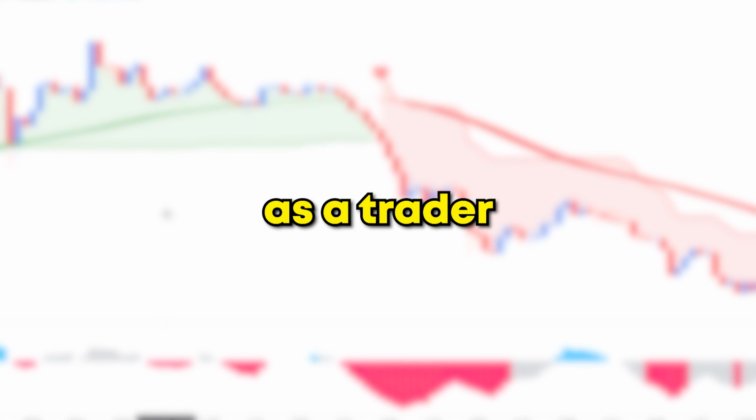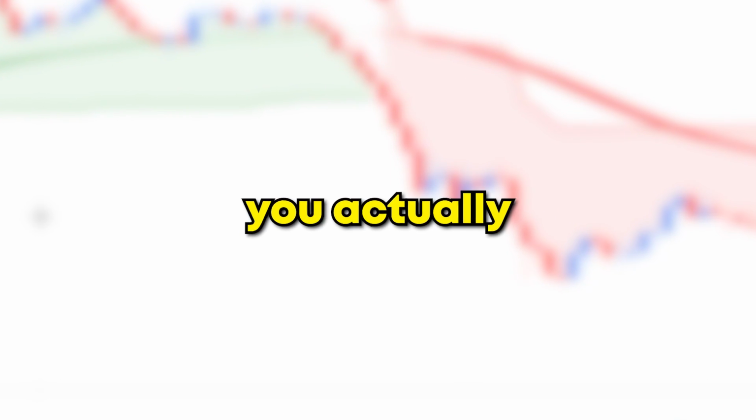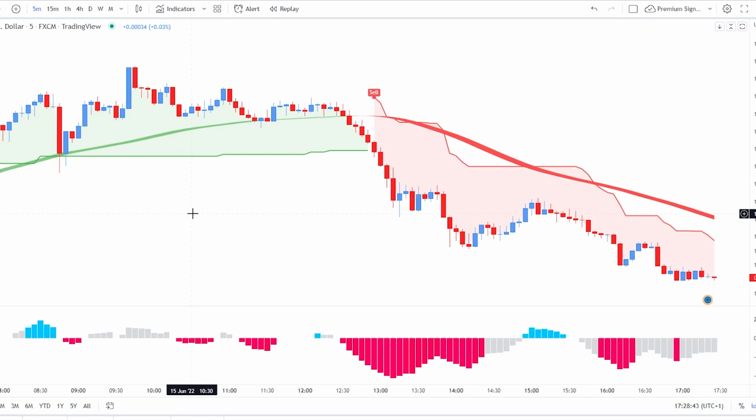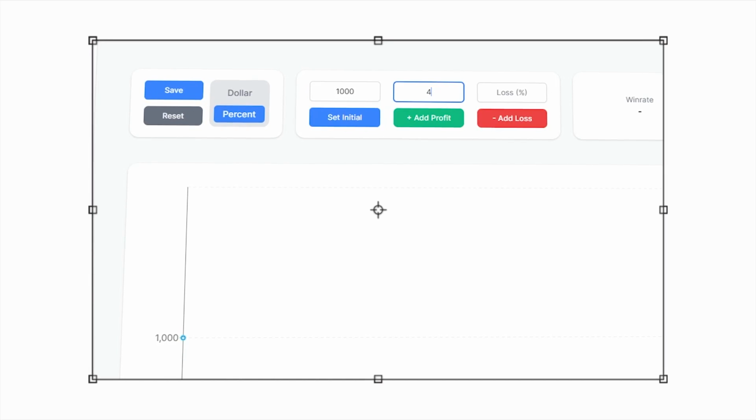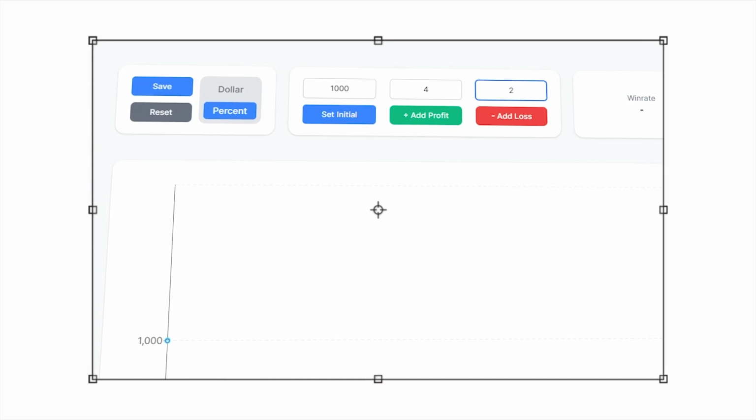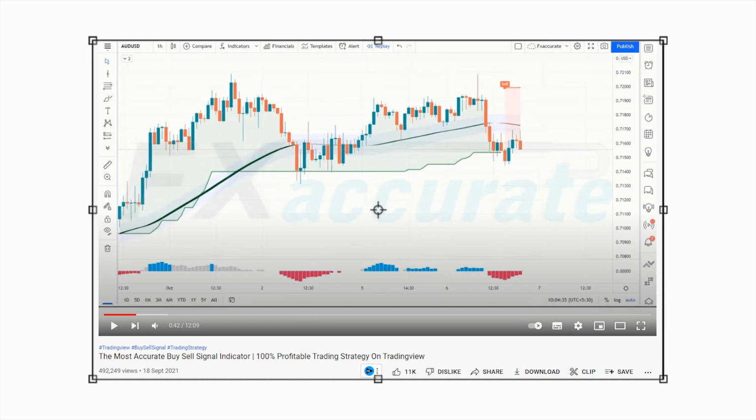As you know, as a trader, it's really important to backtest any type of strategy before you actually trade it live, and that's what we are going to do today. We will set up an account with an initial balance of $1,000 using a 2-to-1 risk-to-reward ratio to see whether the strategy is profitable or not.